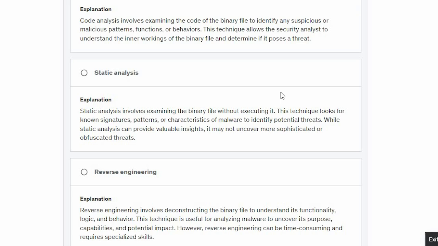Answer number 2, static analysis. Static analysis involves examining the binary file without executing it. This technique looks for known signatures, patterns, or characteristics of malware to identify potential threats. While static analysis can provide valuable insights, it may not uncover more sophisticated, obfuscated threats. So static analysis is not the correct answer for this scenario.